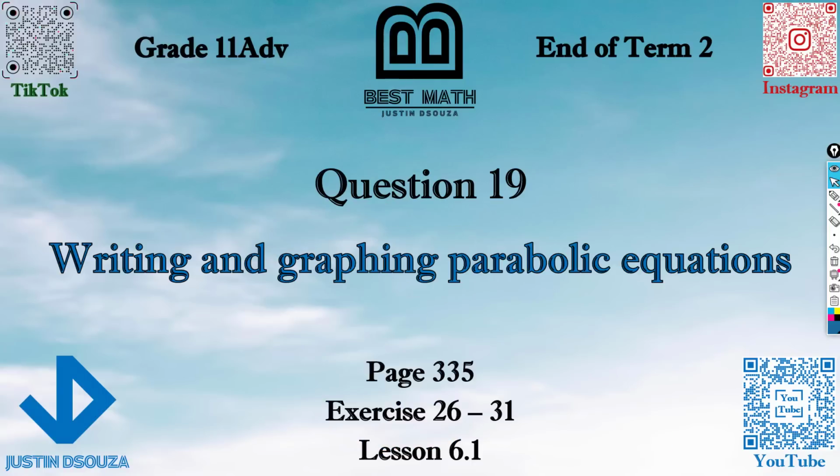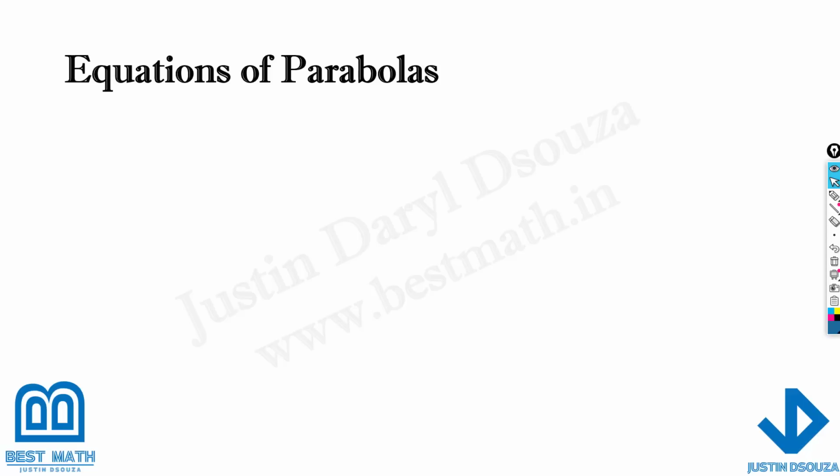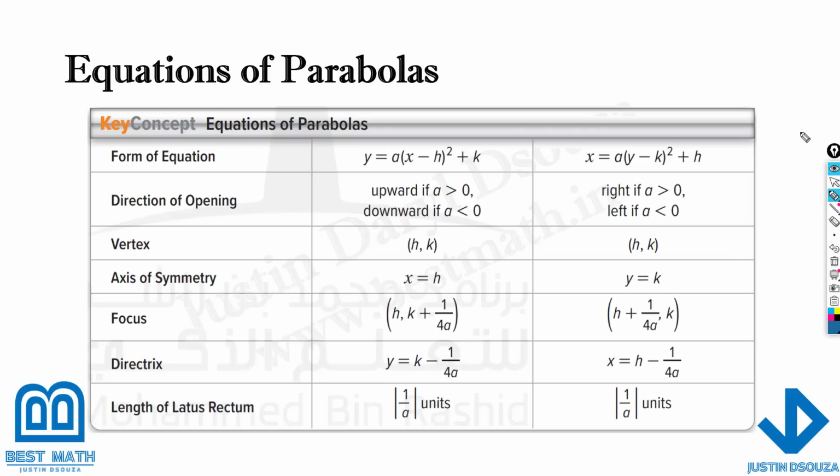Question 19 is about writing and graphing parabolic equations. It's from lesson 6.1. Before we begin, we will look into a few crucial formulas. Now let me explain these things with first the upwards or downwards, that's vertical, okay? Or this is vertical, next one is horizontal. Here a few important things.